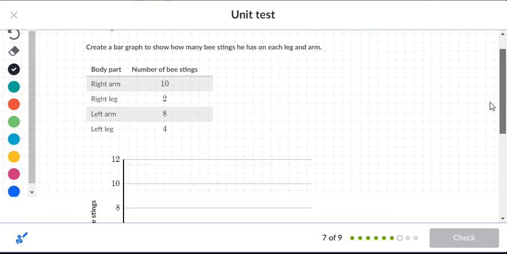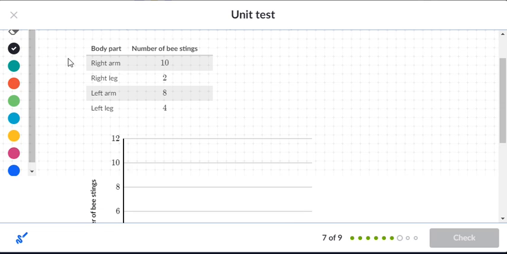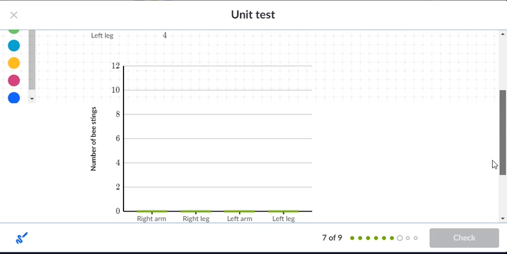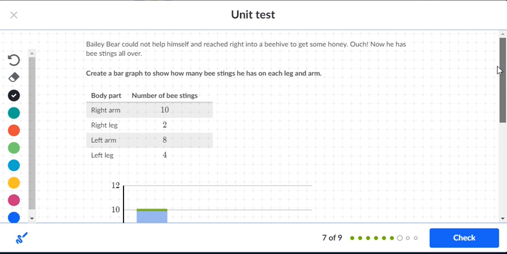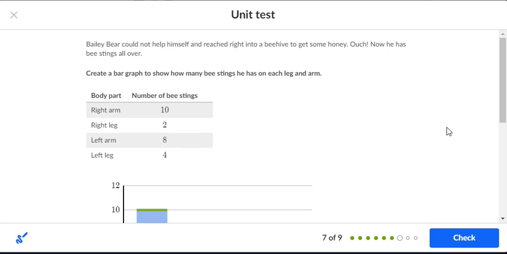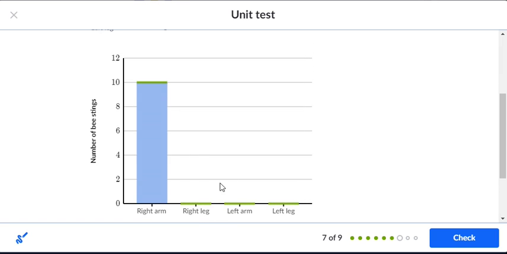So the first one up is the right arm. So we see that the right arm is a value of 10. So we're going to extend the bar graph with the right arm up to 10 and stop. So right there we're at 10 and we stop. Next one is right leg. Notice the right leg is at 2. So let's extend this up to 2 and stop.